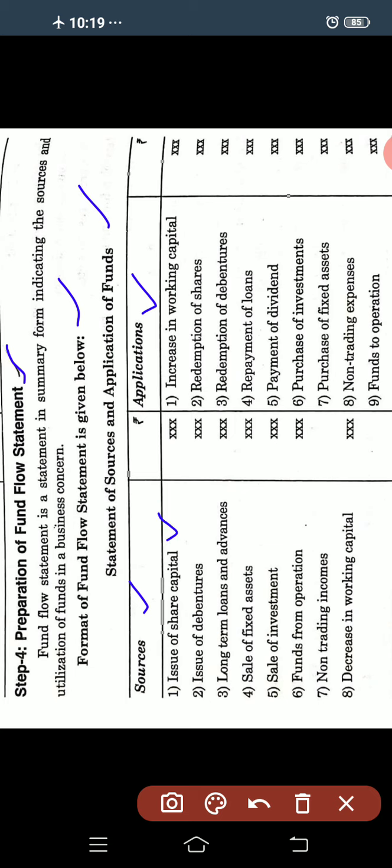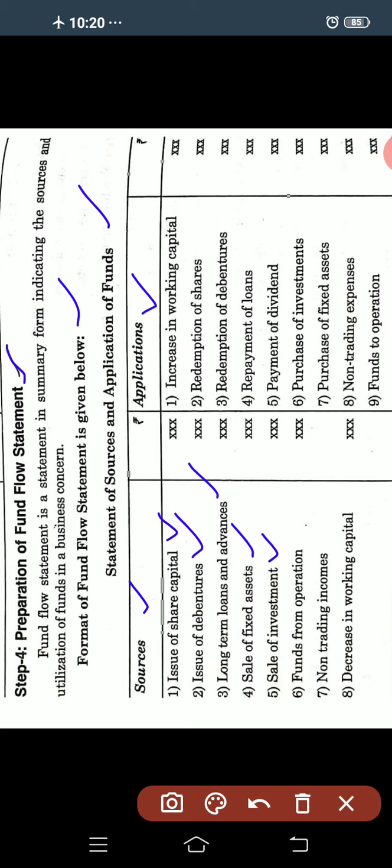Issue of share capital. When we issue shares, the business will get the cash, so it is a source. Then issue of debentures also. When the business issues debentures, it will get the cash. Then long-term loans and advances. When the company takes long-term loans, maybe 5 years or 10 years, it is a source because the money is coming in. Then sale of fixed assets. When we sell a fixed asset, maybe plant, machinery or furniture, we will receive the cash, so it is a source of fund.